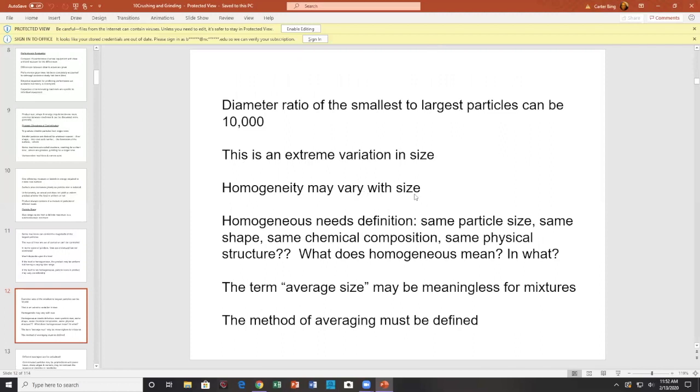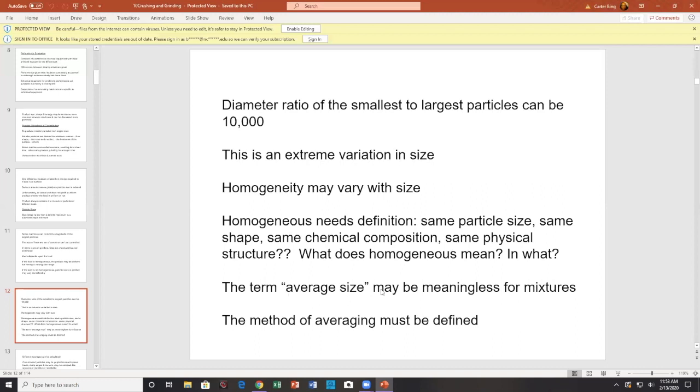Homogeneity may vary with size. In other words, smaller particles may have a different chemical composition than the larger particles. The internals of a large particle may not be the same chemical composition throughout. It may vary. As a result, when you break these large particles down, you may have different chemistries being exposed. Homogeneous needs definition: same particle size, same shape, same chemical composition, same physical structure. And the question is, what does homogeneous mean?